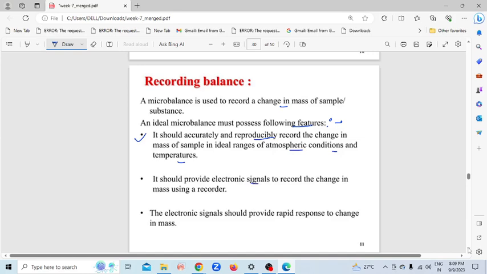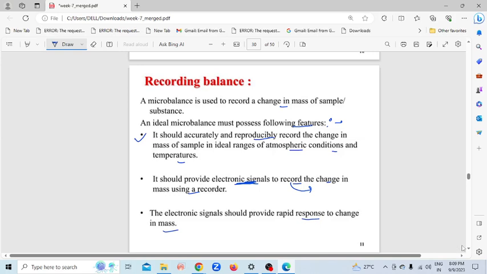It should provide an electronic signal to the recorder. Whatever mass change is recorded by the balance, it should convert this signal for the recorder. So the recorder can record this signal, and the electronic signal should provide a rapid response to the change in mass.